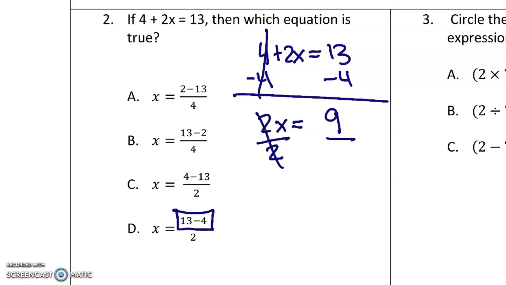Divide 2 from both sides. When I do that, I get 9 over 2 as my answer. There are only 2 places that I have an over 2. So worst comes to worst, if you missed the first part, you ended up with a 50-50 shot. How do I know 4 minus 13 is wrong? Because it's going to be negative. I'm going to get a negative 9 out of that.